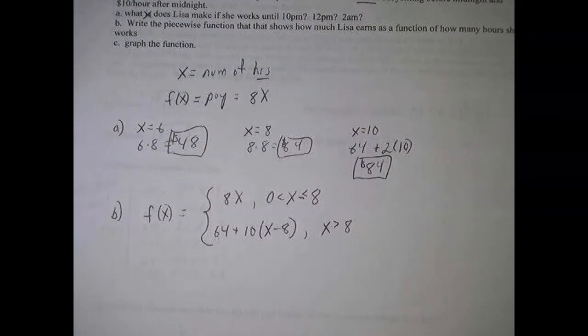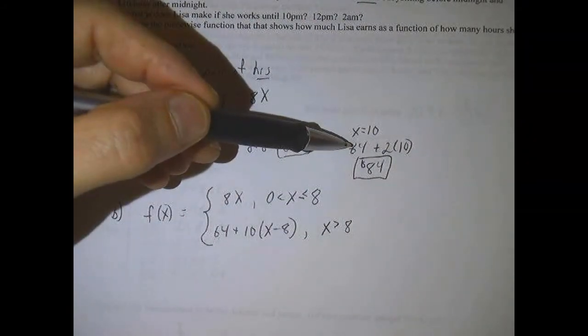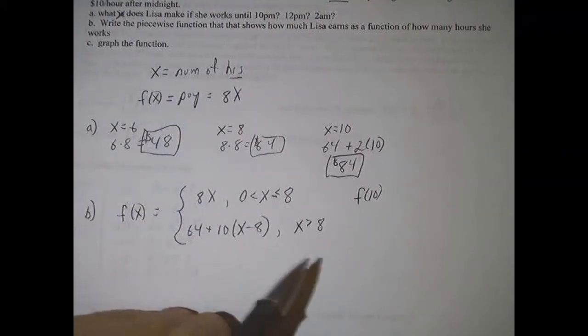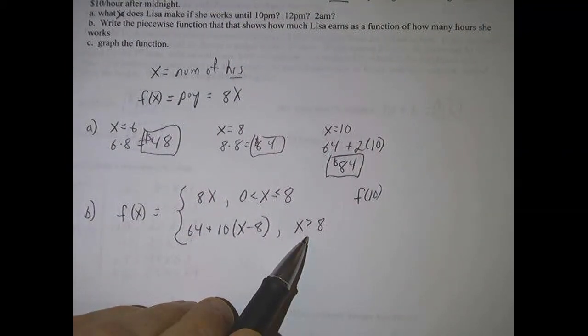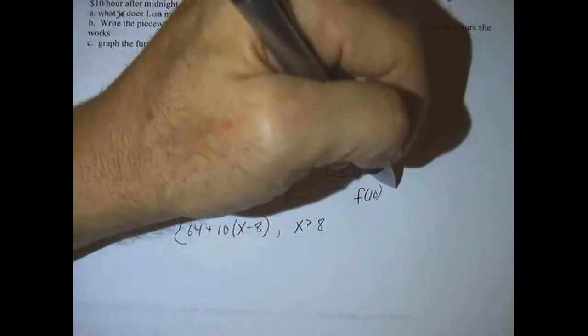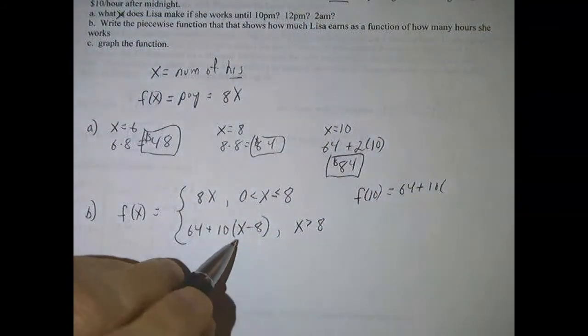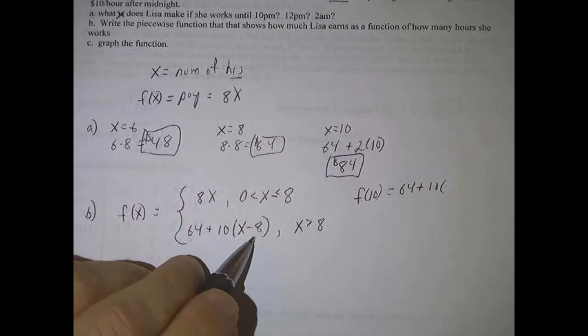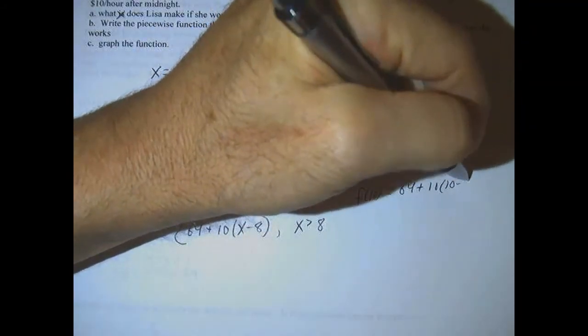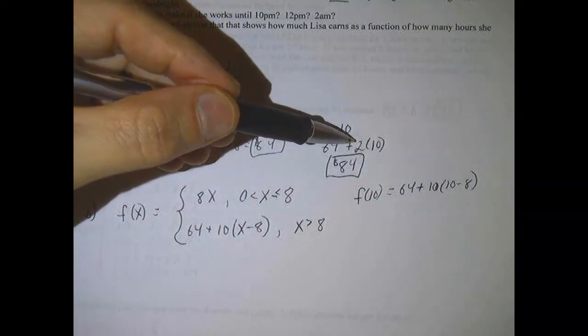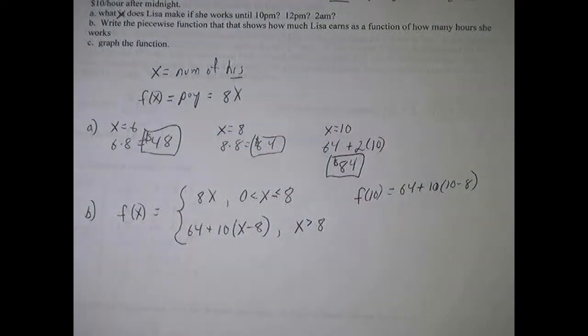Now, does that work for the number that we got here? Let's say we plug a 10 into this function. If we find f of 10, now that we have a function, we can try this. F of 10 would use this rule right here, right? It's more than 8. So we would say 64 plus 10 times 10 minus 8, which is exactly what we did. We did 2 times 10, right? Okay, so the function works.